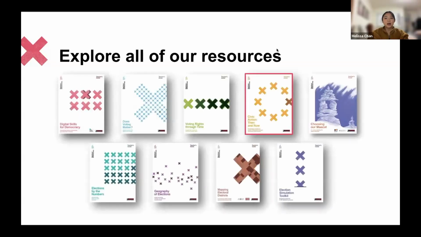All right. So, as I mentioned before, the resource we'll be looking at today is Civic Action Then and Now, but that is not the only resource we have. Take a look at all of the resources that we offer, and you'll notice that they are not limited to the civics classroom. We have connections to geography. If you teach geography, you have geography of elections, mapping electoral districts. Voting rights through time is an excellent one for your history classroom, even math. So as you can see, civic education is not just for civics class, as you know, but something that could be integrated in every subject area.